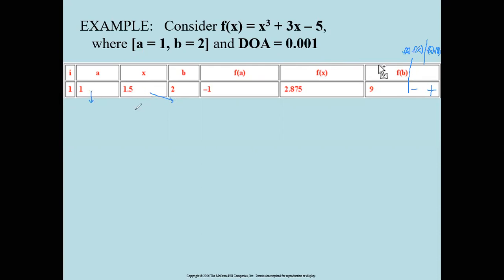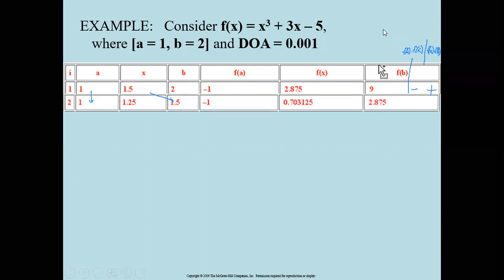Then we need to recompute the value of x. So a is still 1, and b is 1.5. We can recompute the value of x by using the formula (a + b) / 2, and we can obtain the following values for f(a), f(b), and f(x). Then investigate the change in sign. It's still negative here.